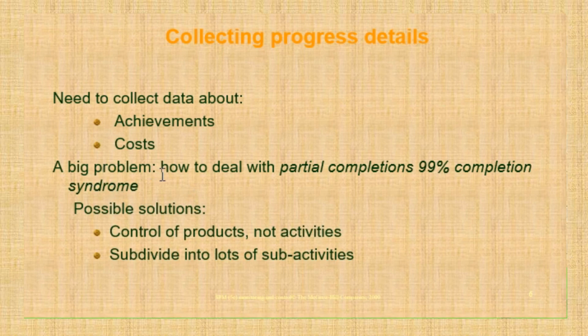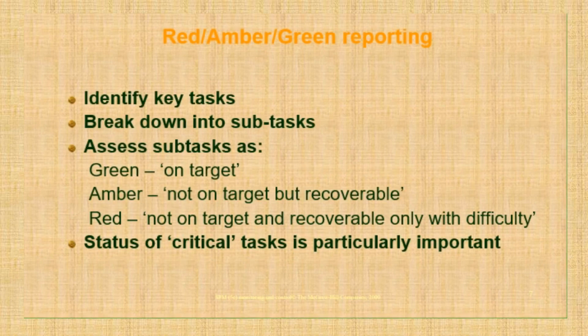A big problem is how to deal with partial completion, like 99% completion. So there may be control of the product. This means they are going to control whatever we produce, whatever output is generated, whether these activities need to be done at that time or not, or whether an activity is divided into sub-activities. So we divide it into another set of activities so that we are able to judge that. Now, how are the subtasks shown?